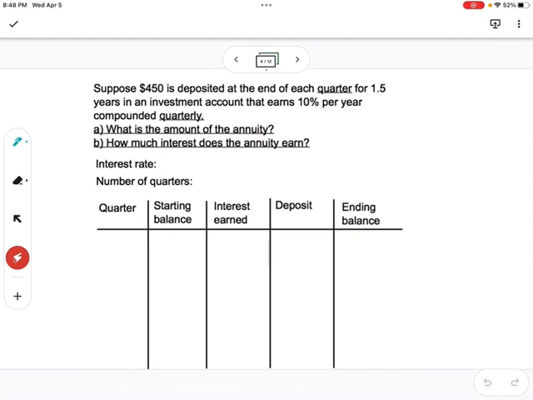So the interest rate we are looking at, it tells us we have 10%. We want to make that into a decimal, so we divide by 100. That gives us 0.1. And it also tells us that this interest is compounded quarterly, so this 0.1 needs to then be divided by 4. Quarterly means 4.